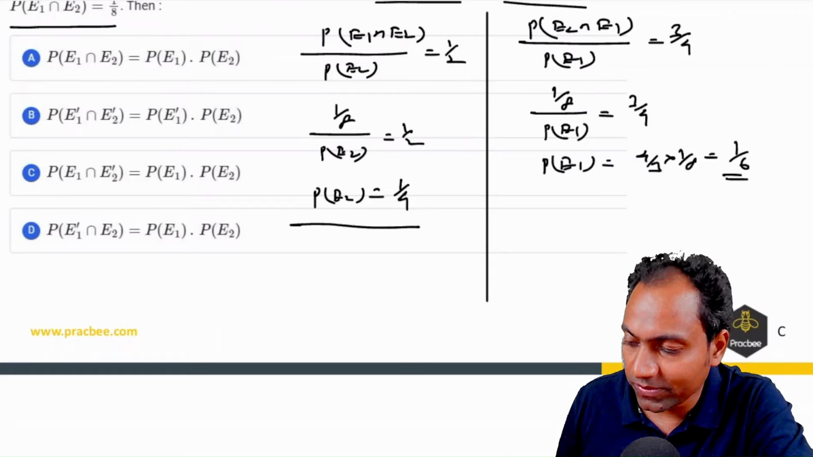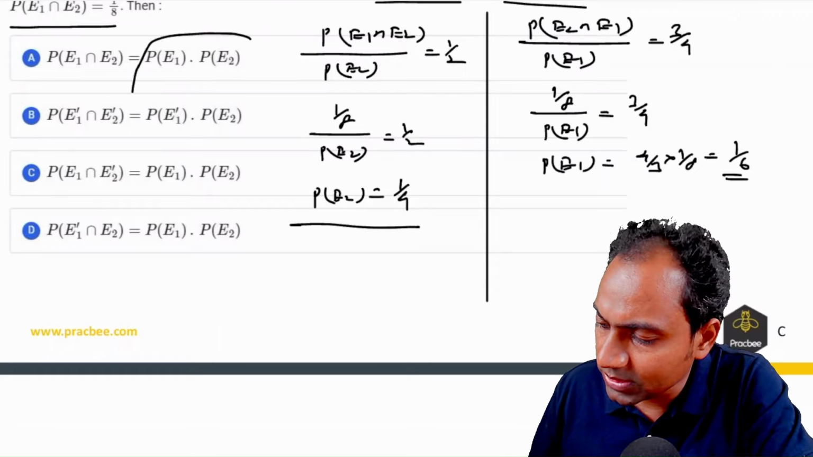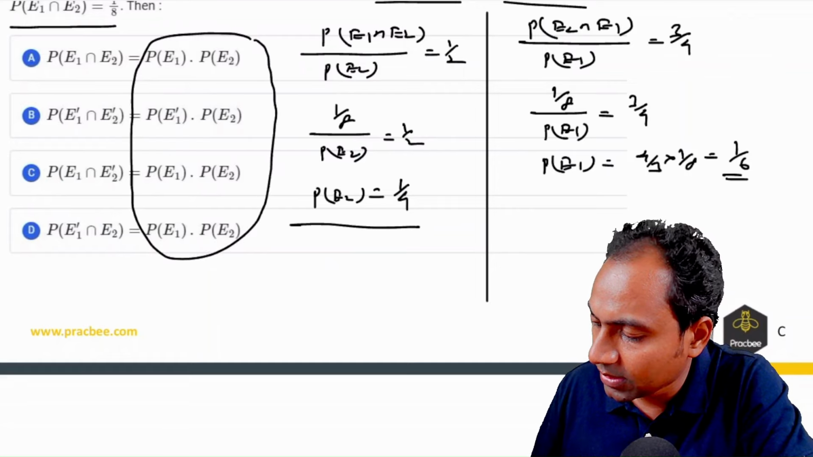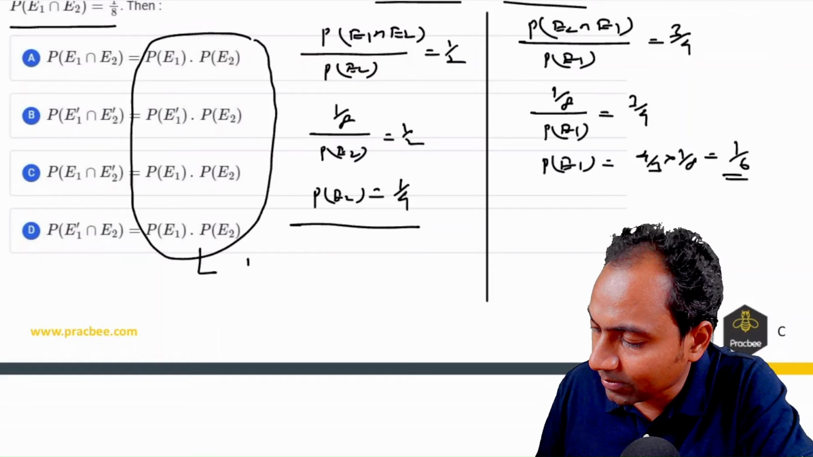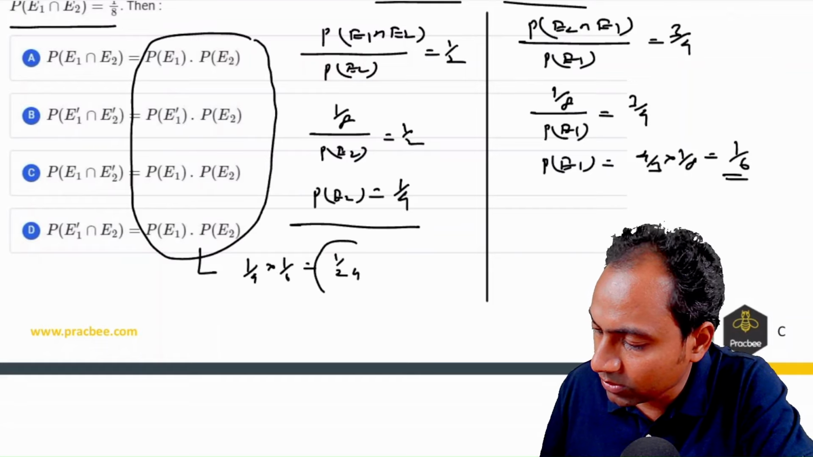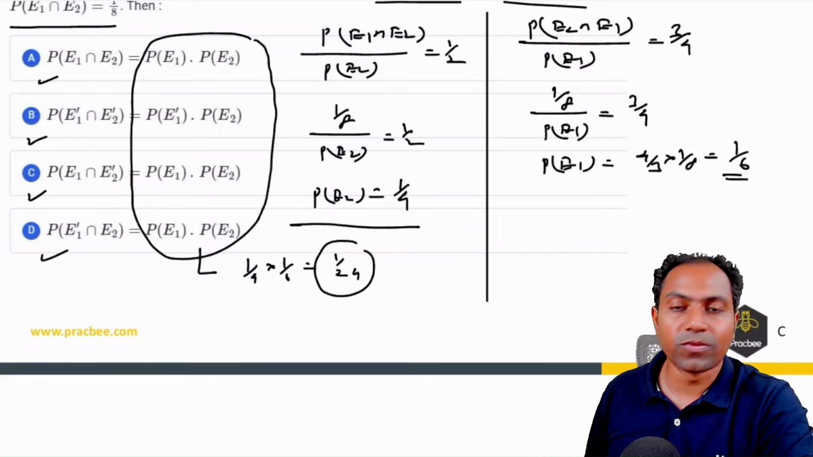Now after this, what we need to do is, using these values, we need to check the options. So obviously all the options have their RHS as the same. And if you multiply E1 and E2 probabilities, it will come out to be 1 by 4 into 1 by 6 is equal to nothing but 1 by 24. So what we need to check is which of these probabilities given is equal to 1 by 24.